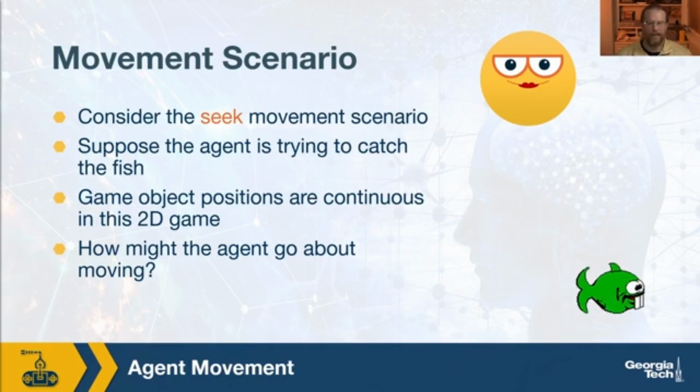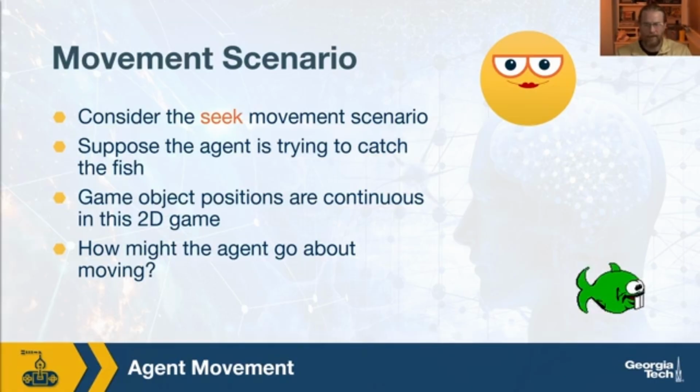So let's consider a very simple movement scenario. We have an agent here that is seeking a target. In this case, we have a fish. So the agent needs to move towards the fish. In this case, we have a scenario with continuous movement in a 2D game. So it's a real-time game, like you think of an arcade game. So we have this fish that's flopping out of water, and we want the player to walk over to the fish. So how might we go about getting the agent to move in that direction?